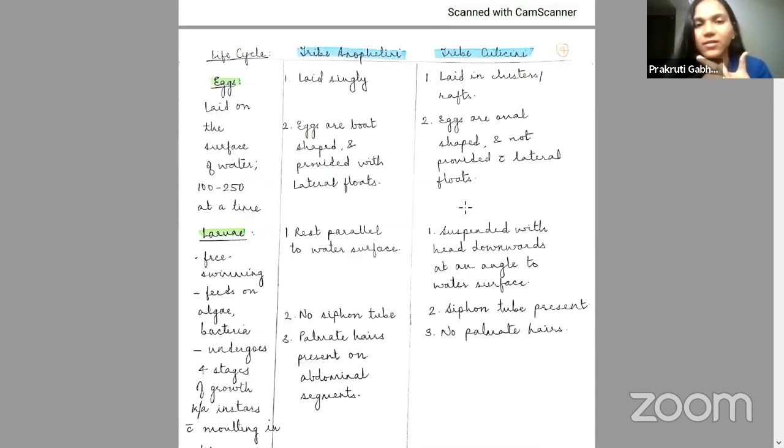Now, the life cycle is kind of important, and this is the difference I was mentioning between the two tribes of mosquitoes, Anopheles and Culicinae. The eggs are laid on the surface of the water, about 200 to 250 at a time, and tribe Anopheles lays them singly. The eggs are boat-shaped and provided with lateral floats. Within 1 to 2 days, they develop into free-swimming larvae, which feed on algae and bacteria and undergo 4 stages of growth, known as instars.